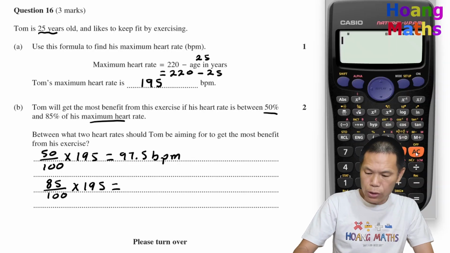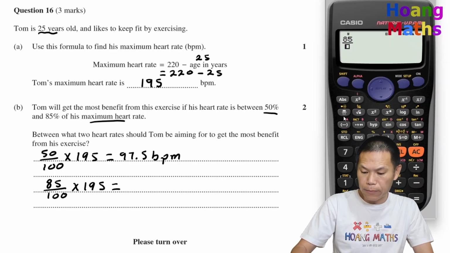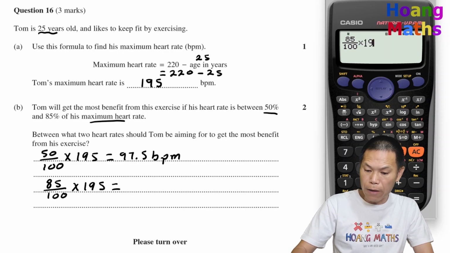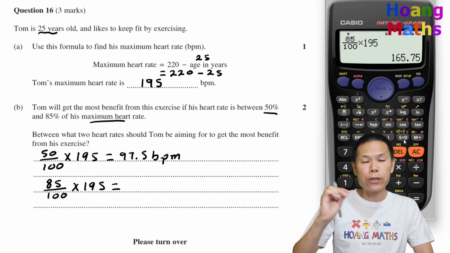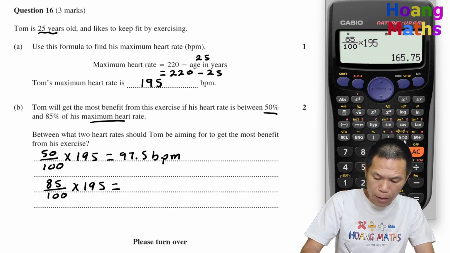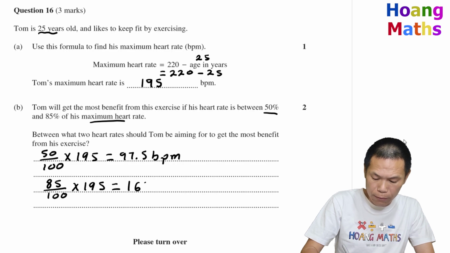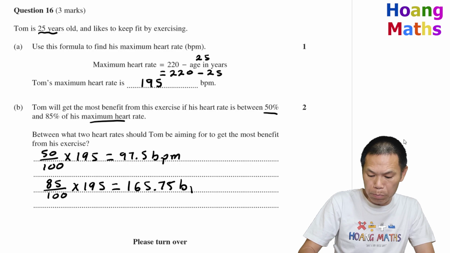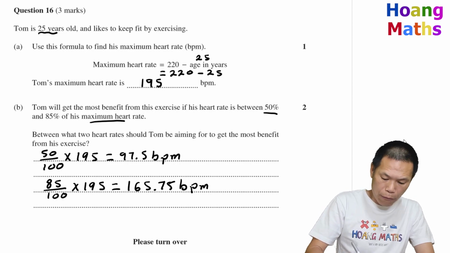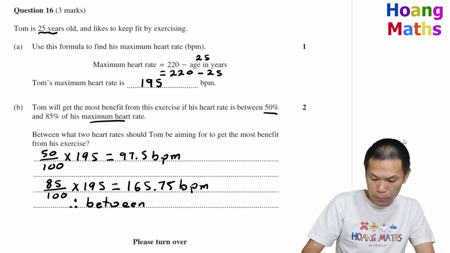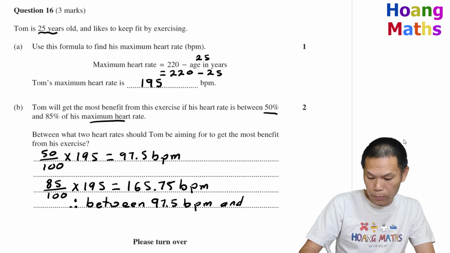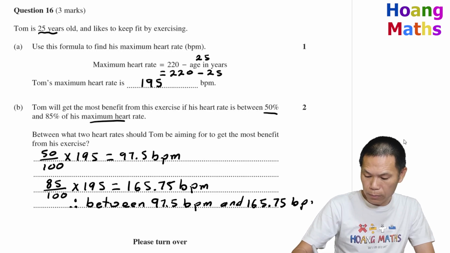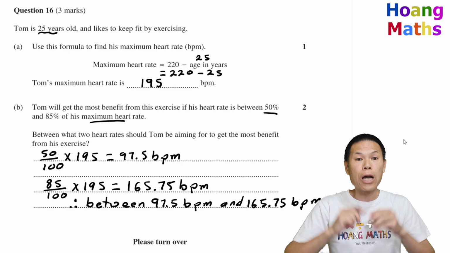And for 85%, we go 85 over 100, and we times by 195. So there you go, 165.75 beats per minute. So therefore, Tom should aim between 97.5 and 165.75 beats per minute.